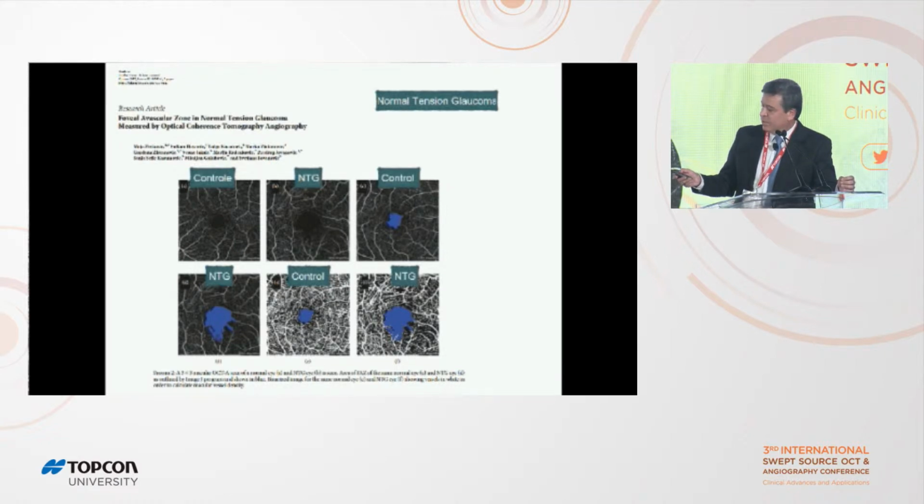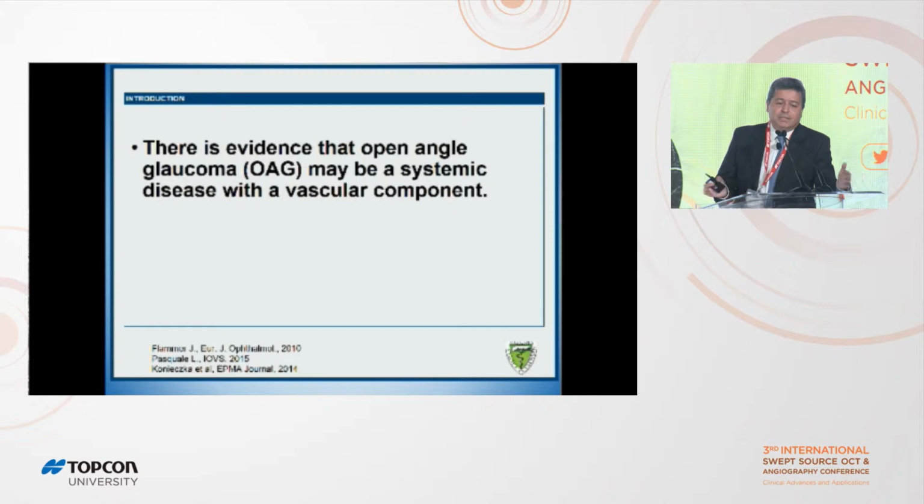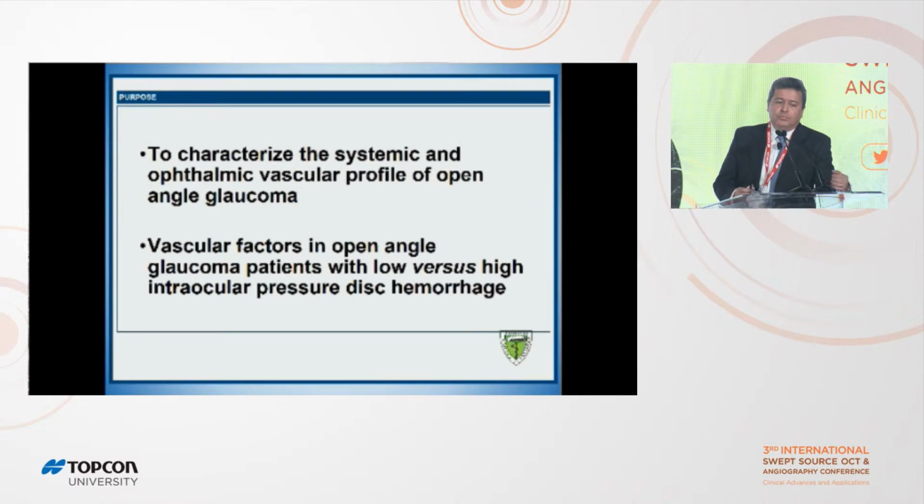And we tried to see if those patients with vascular abnormality in the back of the eye also have vascular abnormality in the peripheral vessels. Okay, so there is some evidence that open-angle glaucoma may be a systemic disease with a vascular component. I don't think that it works for everybody, but for some patients it makes sense. That's what we're trying to see. Which kind of patients? So we tried to characterize the systemic and ophthalmic vascular profile of open-angle glaucoma, and also vascular factors in open-angle glaucoma patients with low versus high intraocular pressure disc hemorrhage.